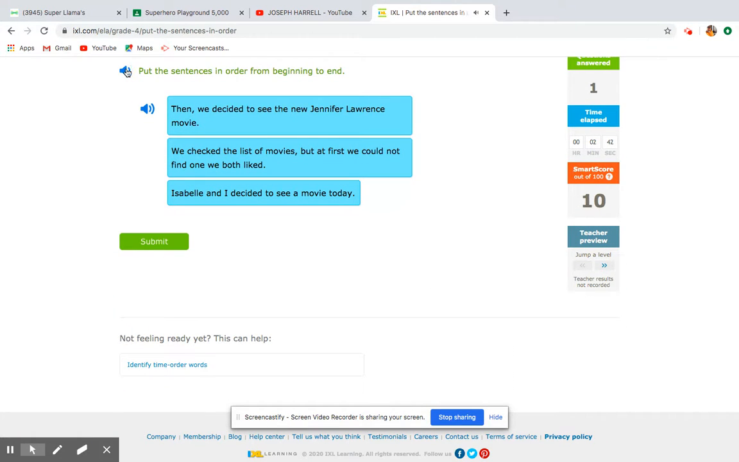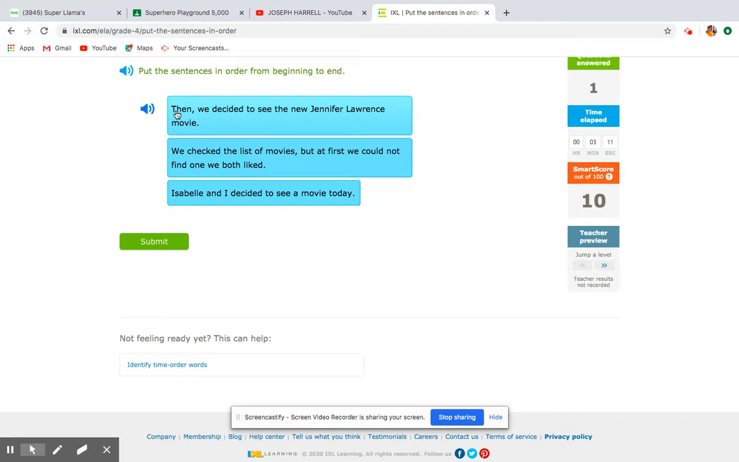Put the sentences in order from beginning to end. From beginning to end. Then, we decided to see the new Jennifer Lawrence movie. We checked the list of movies, but at first we could not find one we both liked. Isabel and I decided to see a movie today. Okay, so we're talking about a Jennifer Lawrence movie. How timely and relevant.